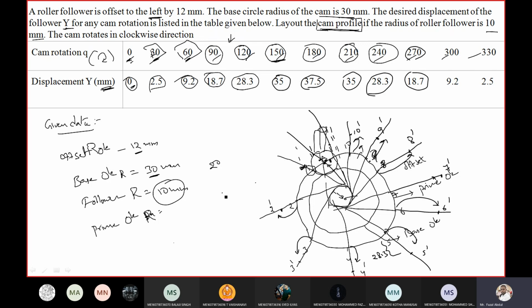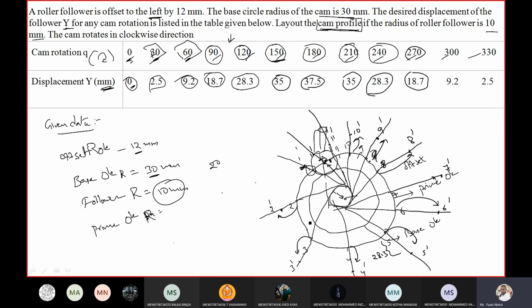It means 1 dash is the center for the roller follower, 2 dash is the center for the roller follower, 3 dash, 4 dash, 5 dash are the centers for the roller follower. That is the meaning.